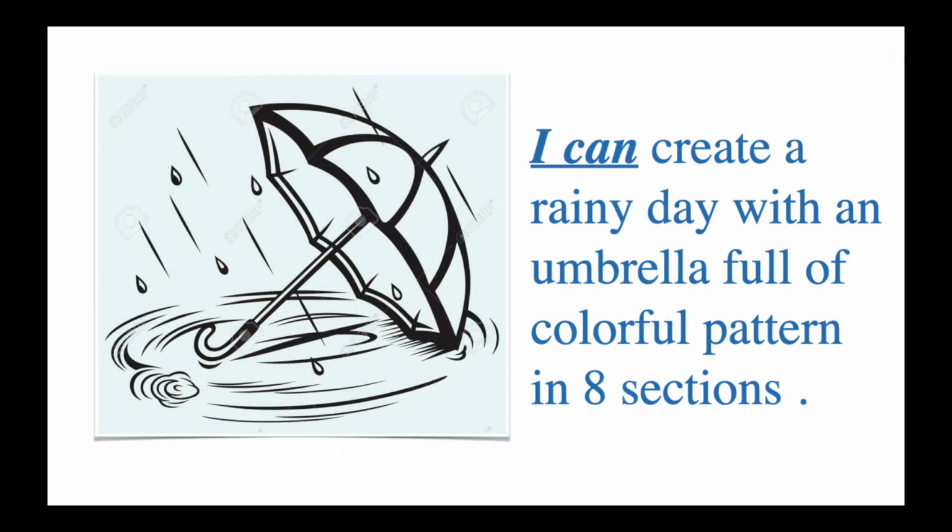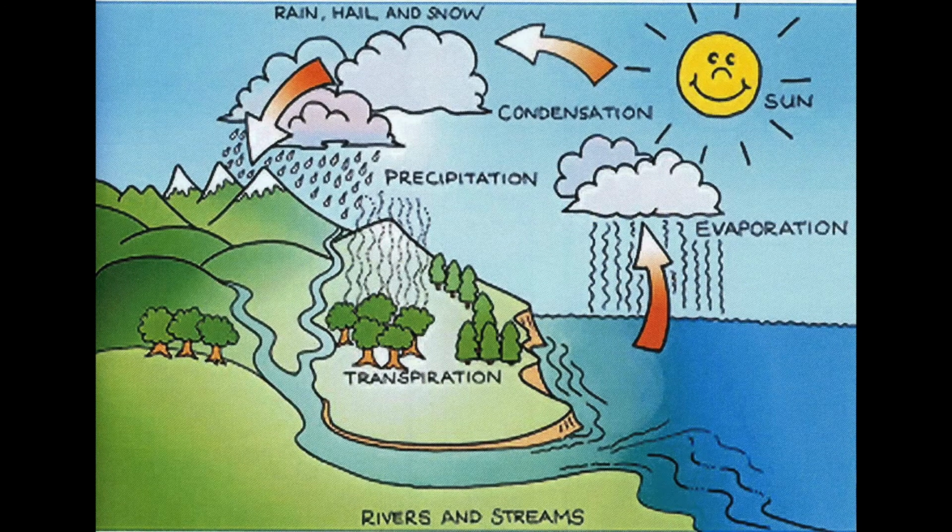Our I Can statement today is, I can create a rainy day with an umbrella full of 8 colorful patterns in 8 sections. We're going to quickly review the water cycle. Evaporation occurs when water that is already on the earth is heated by the sun, changing it from a liquid form to a gas known as a water vapor.